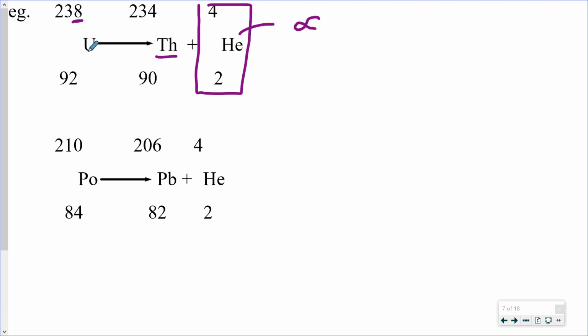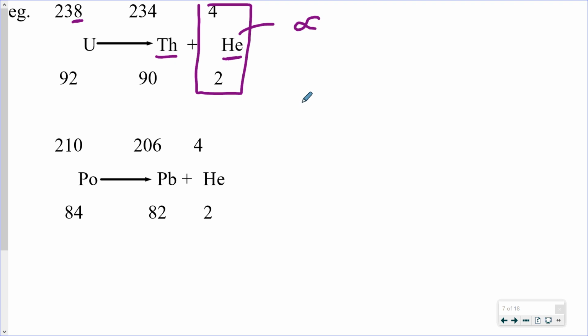So here we have uranium that is being split apart into two completely different elements. So that's why it is a nuclear reaction. Big going into small, that's what makes it a fission reaction. And the fact that the alpha particle is produced is what makes it alpha radiation.